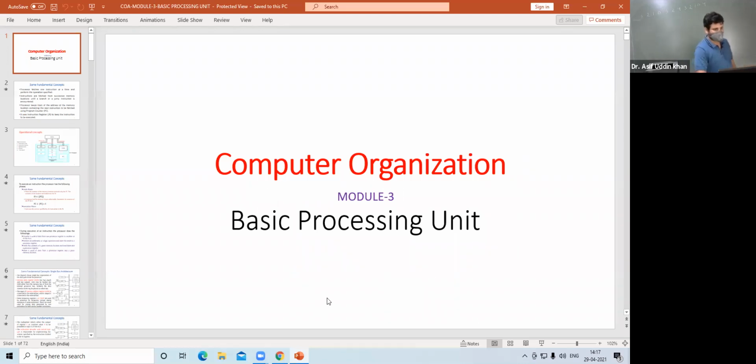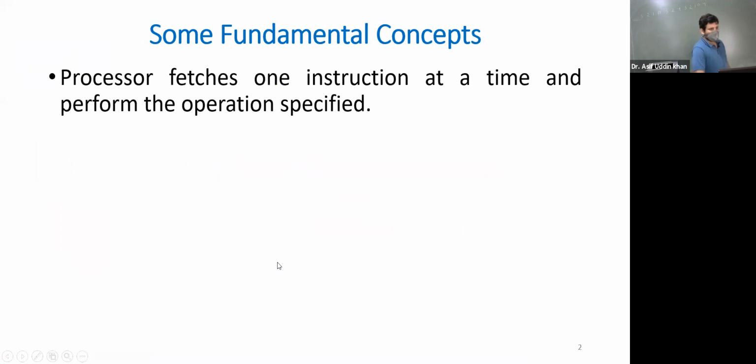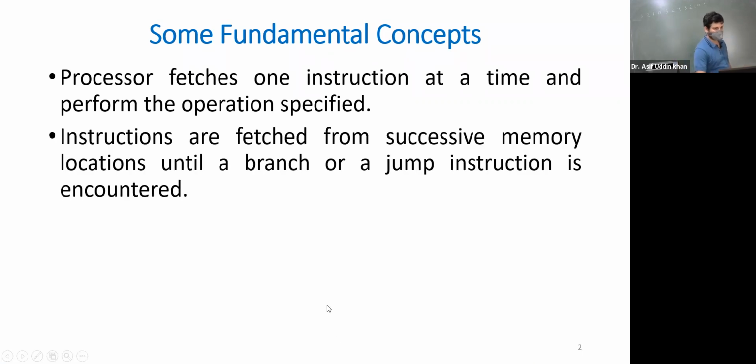So the basic processing unit. This is actually the execution unit. We already discussed the input unit, output unit, and memory unit. Now we'll discuss how instructions are executed and what components are used during the execution of the instructions.